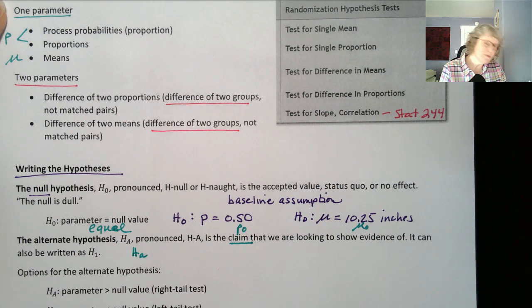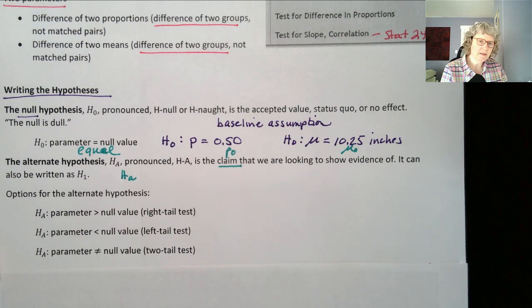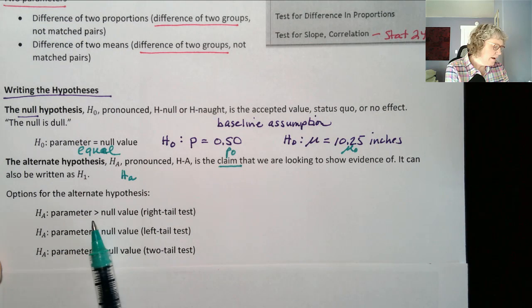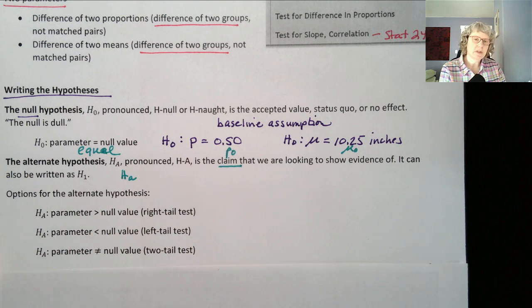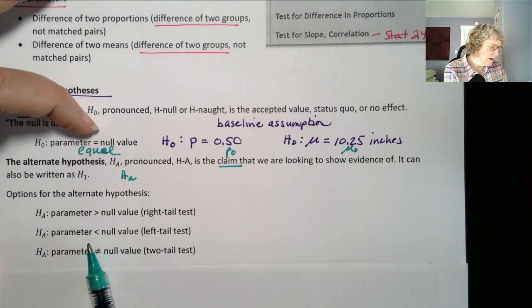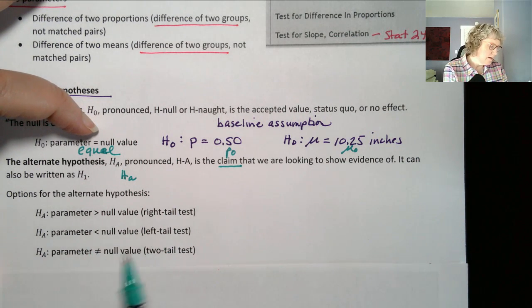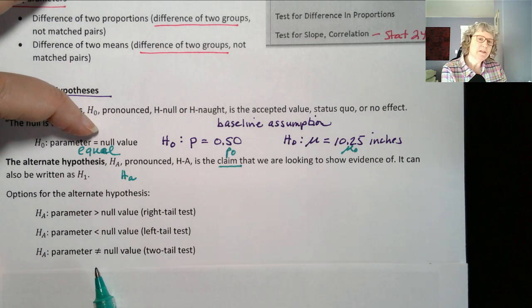And now there's 3 different options for the alternate. And this corresponds to what you've seen on the app with right tail, left tail, and two tail. Okay, so if we're looking at our parameter as being larger than some value, as compared to being equal, then that's a right tail test. And if we're looking at our parameter being less than a certain value, that's a left tail test. And if we're just saying it's different, it's not equal to this value, then that's both tails. So that's a two tail test.